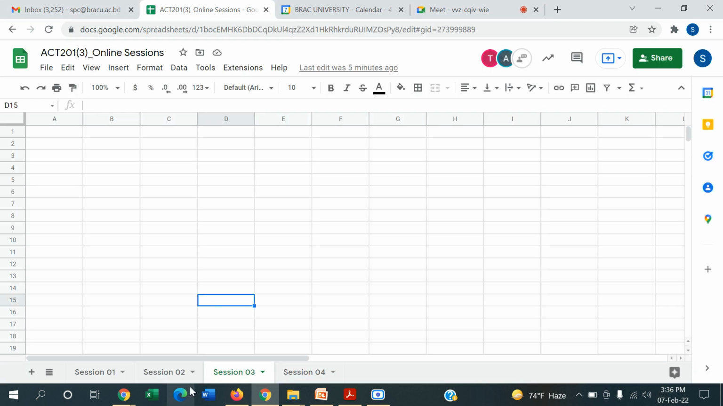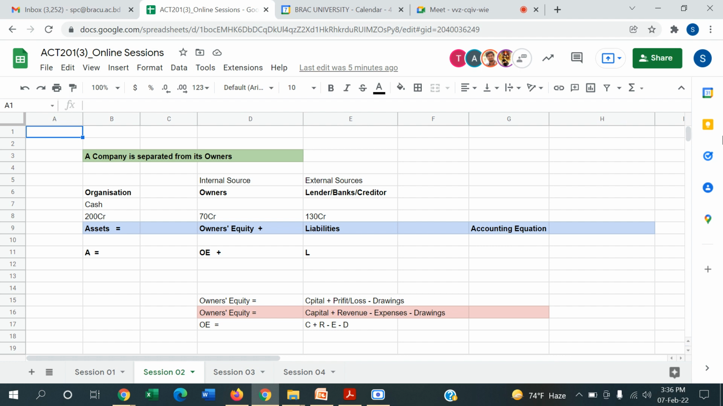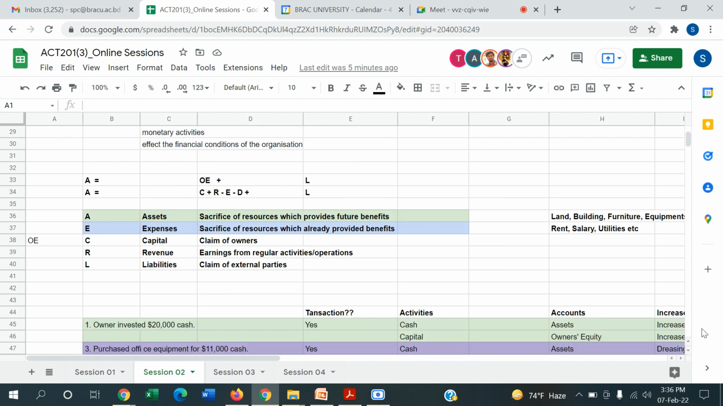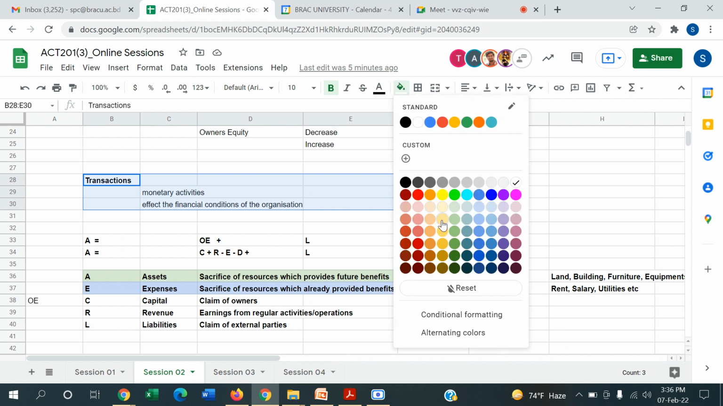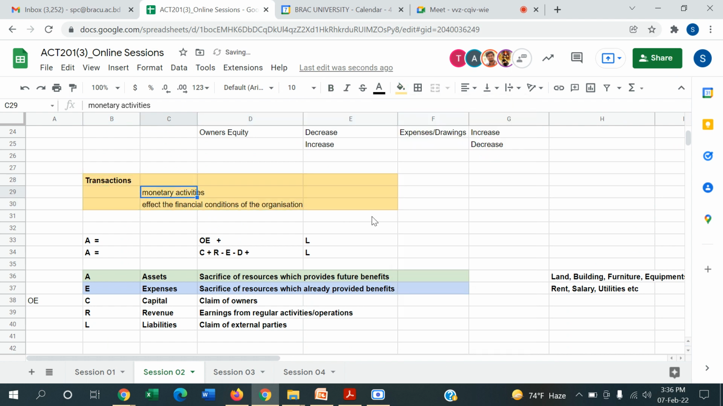If you can remember, in our last sessions we concentrated on that, and we mentioned that for any activity to become a transaction, it must fulfill these two criteria. First, as you already mentioned, it should be a monetary activity. Second, it must affect the financial condition, the accounting equation, the balance sheet, or the relationship of assets, liabilities and owner's equity. Then it will be considered as a transaction, otherwise not.